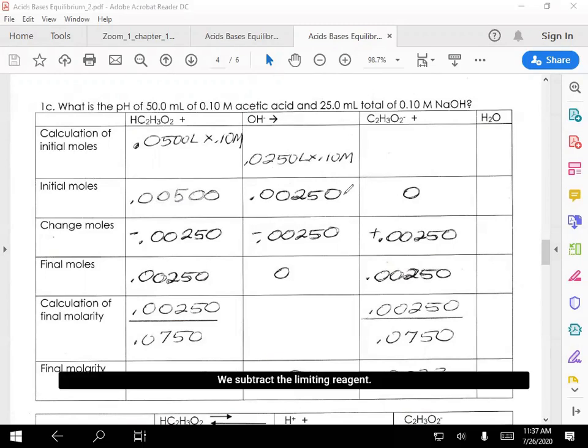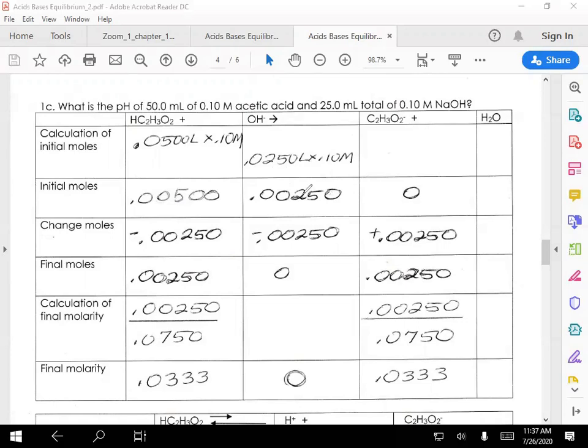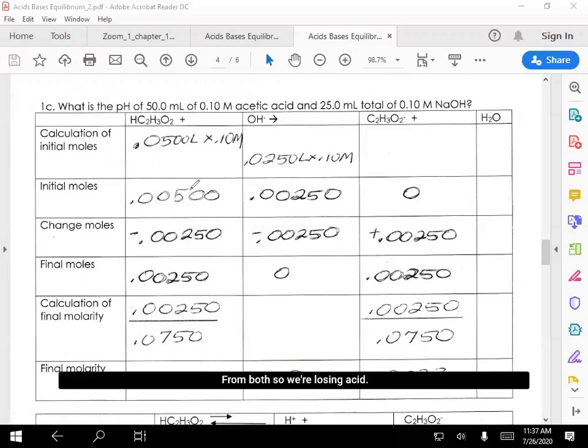We subtract the limiting reagent from both. So we're losing acid, we're losing base, but we're gaining acetate. We get the final moles of the acid. The base is all used up, so that is 0. We get the final moles of the acetate. We add up the volumes, so 50 milliliters plus 25 milliliters. That's how we get 75 milliliters, but then we convert it to liters.